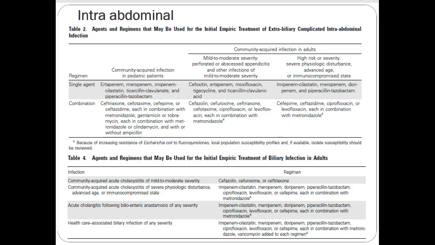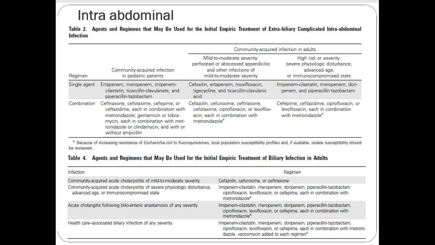Intra-abdominal infections. This chart looks kind of complicated, but I think it's relatively basic. You're looking at community-acquired infections. We're going to focus on adults here, although it's quite similar between kids and adults. For anything mild to moderate, you're basically just covering E. coli and Bacteroides. So you want something with decent gram-negative coverage, anaerobic coverage, and nothing really else. That's what you're looking at.